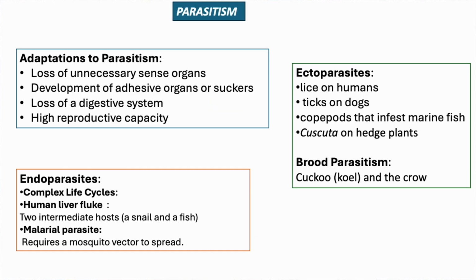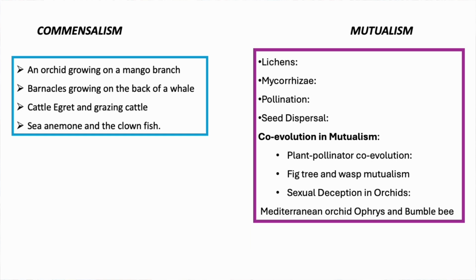After that, we learn parasitism, learn the adaptations seen in different parasites, learn about ectoparasites and endoparasites, and especially brood parasitism, which is a very important question. After that, commensalism and mutualism, where one important concept which you have to learn is coevolution, which happens in 2 different species involved in such a kind of relationship.